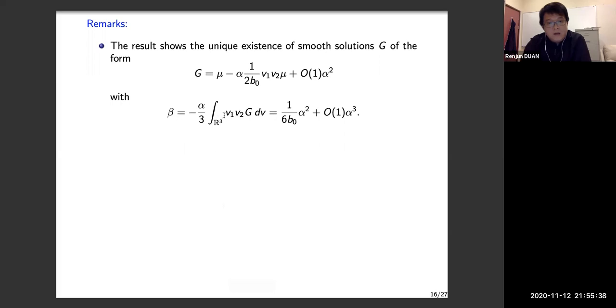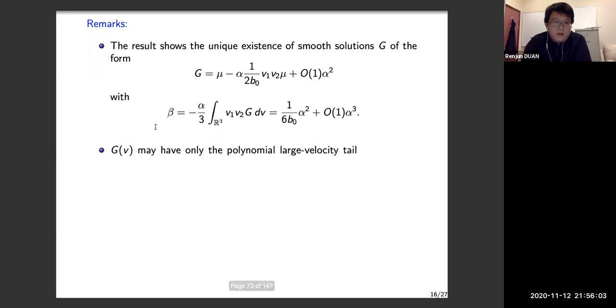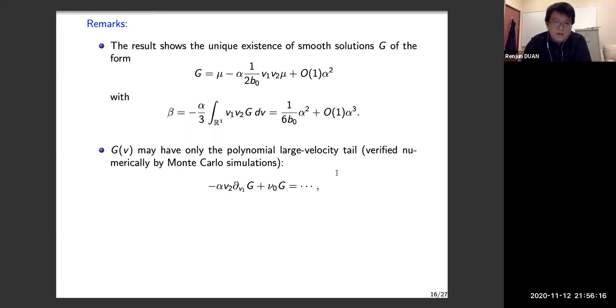And also this beta is given by this form. If we plug this expression in here, we see this constant beta is determined by the solution itself: the low order is the shear rate squared with a coefficient determined by the collision, and with some high order correction. And the second remark says that this solution may have only polynomial decay in large velocity. Let me emphasize again, this is already observed numerically by Monte Carlo simulation. Mathematically, we can see it in the following way.